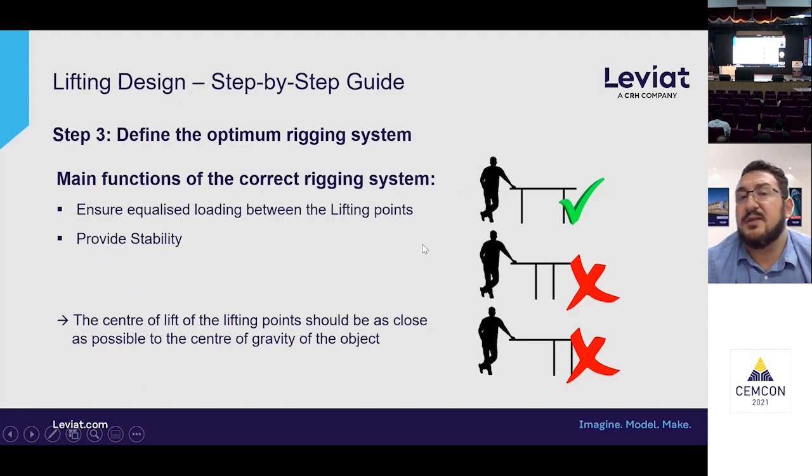The third step is to define the optimal rigging system. Right, and so the main function of correct rigging systems is to ensure equalized loading between lifting points and also to ensure stability. And it can be thought of, particularly when you're lifting a plate-like element, which is the most difficult, as a table upside down. We all know that the best table is when the points of support are located furthest towards the edge and at equal distance from the center of gravity. If you have your points of support located close to the center or off center, it's clearly unstable or not desired.